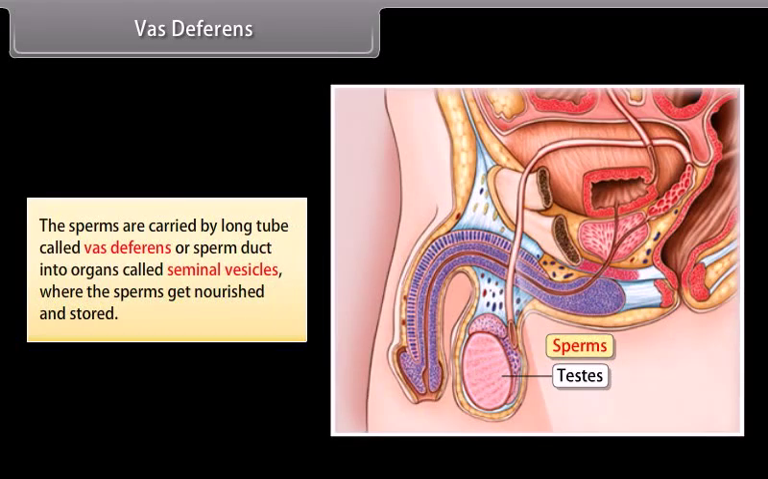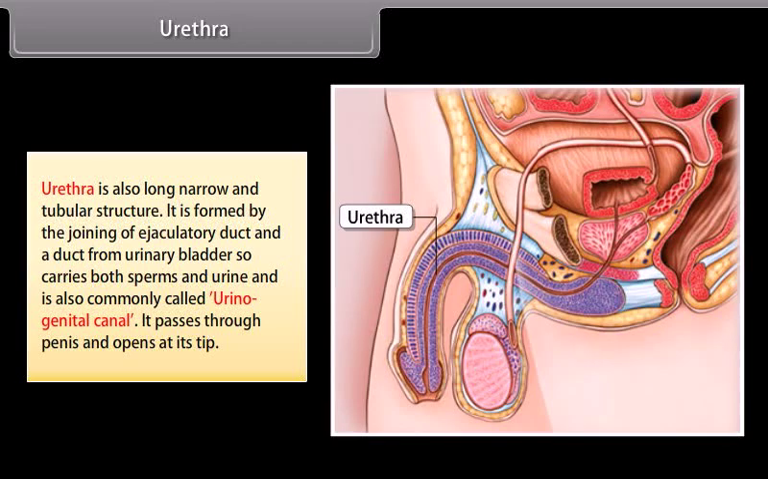Vas deferens. The sperms are carried by a long tube called vas deferens or sperm duct into organs called seminal vesicles, where the sperms get nourished and stored. Urethra. Urethra is also a long, narrow and tubular structure. It is formed by the joining of ejaculatory duct and duct from urinary bladder, so it carries both sperms and urine, and is also commonly called urinogenital canal. It passes through the penis and opens at its tip.